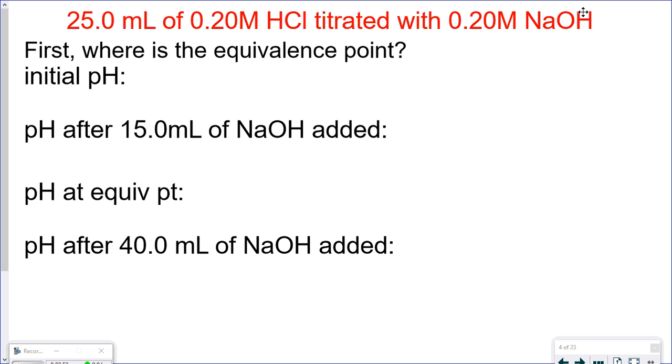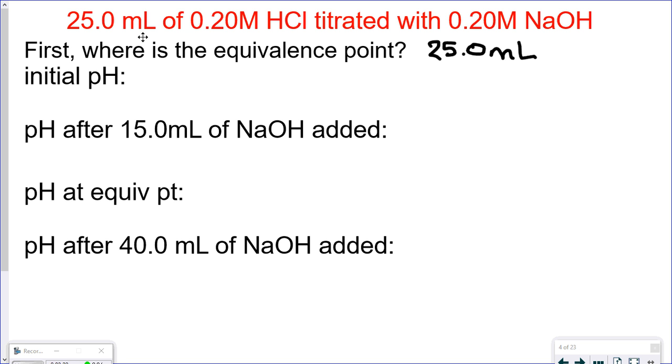Because both of these are going to be at a 1-to-1 ratio and they are the same molarity, the equivalence point should be at the same volume. So if the molarities are the same and it's a strong acid, strong base, you can make the assumption that it will be the same volume. So it will be at 25 milliliters of the base being added.